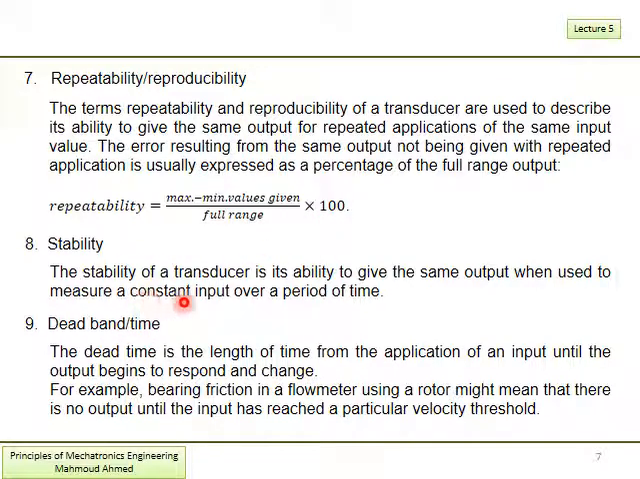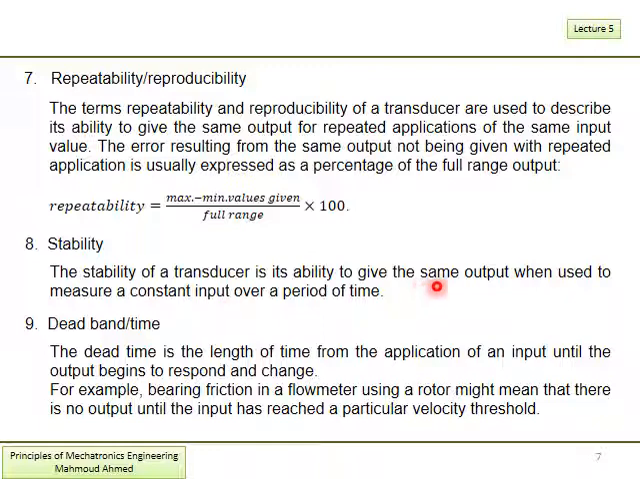Stability of a transducer is the ability to give the same output when used to measure a constant input over a period of time. For example, when we have a step function as an input, due to the dynamics of the system, we get a change in the output. This output will take some period of time to reach a constant value. So the stability is the ability to give the same output when used to measure a constant input.